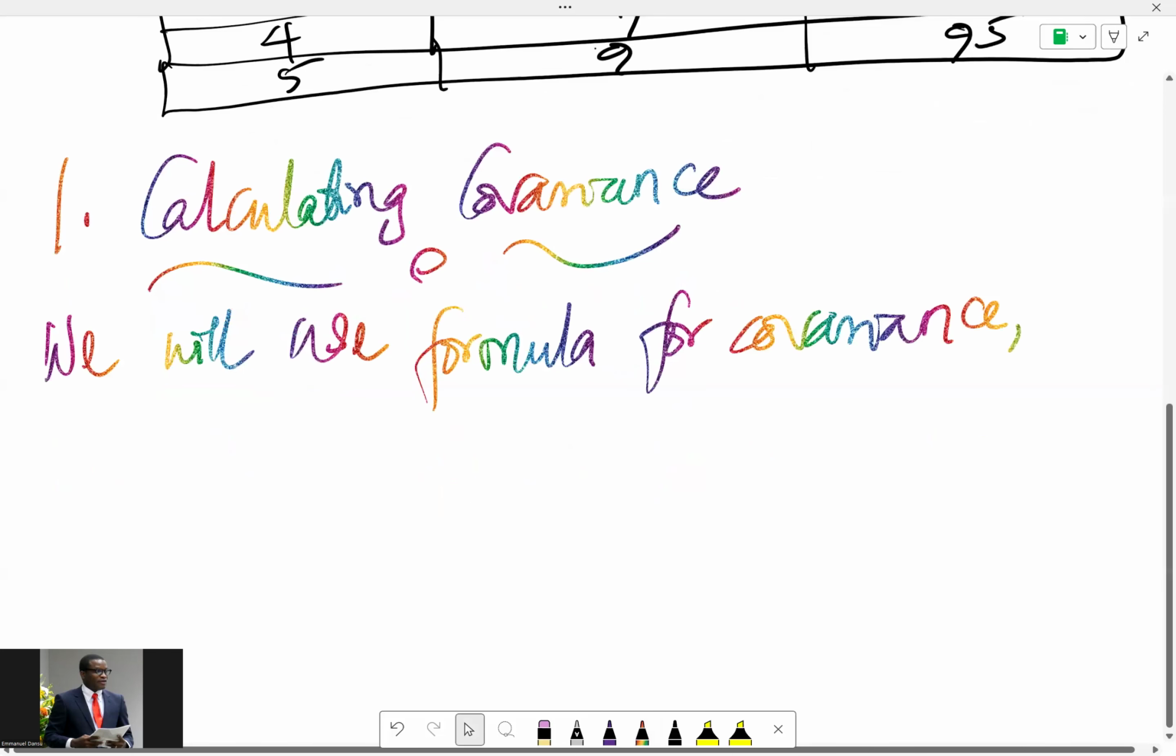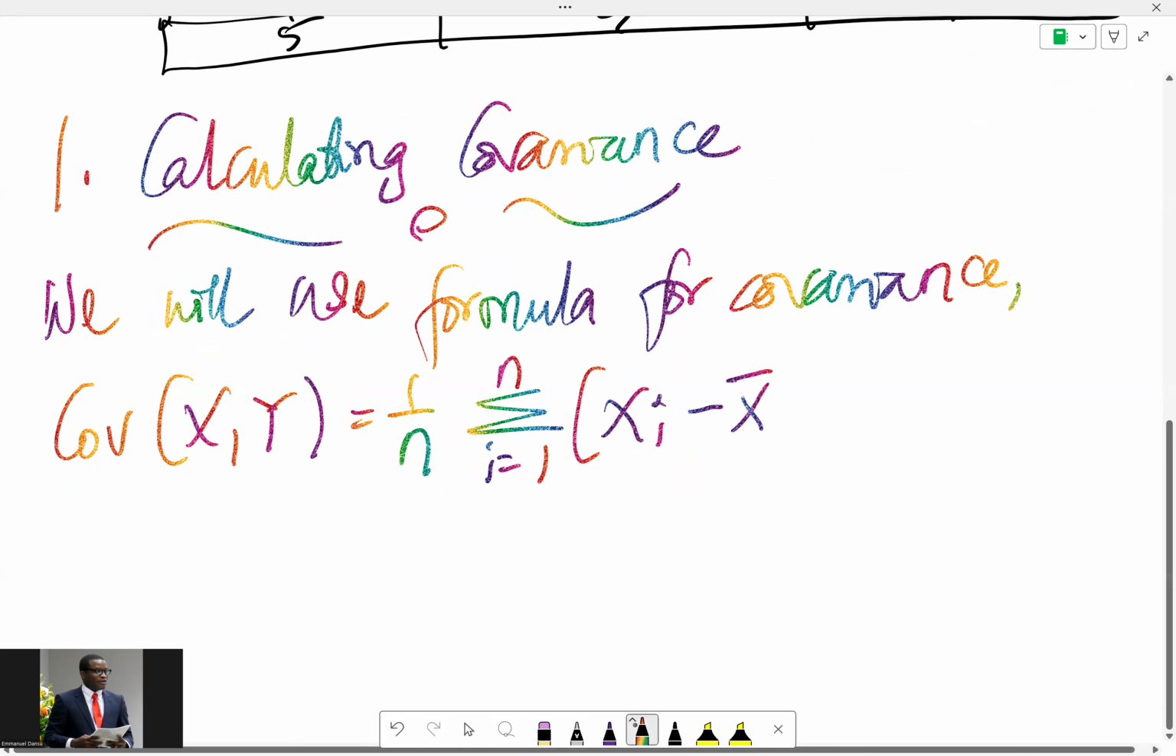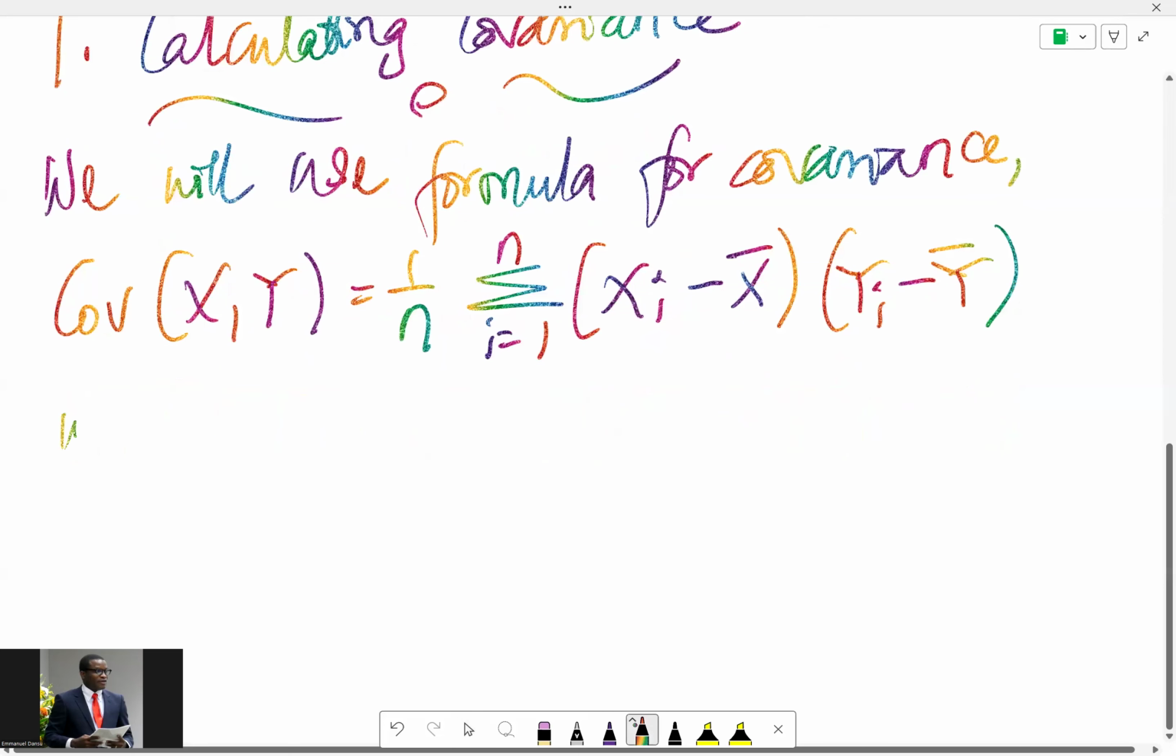And it is simply this: the covariance of x comma y is equal to 1 over n, the summation from i equals 1 to n. N here is 5 because we have 5 students. And then we have xi minus x bar, that's the mean, and of course, we have yi minus y bar, that's another mean.